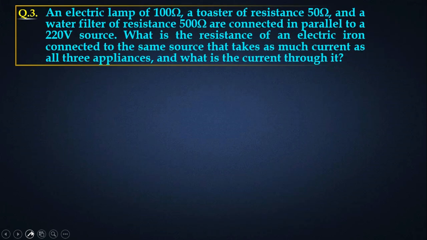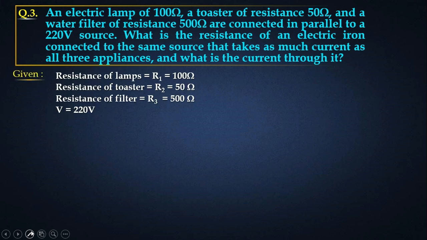Next question. An electric lamp of 100 ohms, a toaster of resistance 50 ohms, and a water filter of resistance 500 ohms are connected in parallel to a 220 volt source. What is the resistance of the electric iron connected to the same source that takes as much current as all the three appliances together, and what is the current through it? First of all, if we calculate the amount of current flowing through all three appliances, the same should flow through the iron box, because it has the same source and takes the same amount of current.